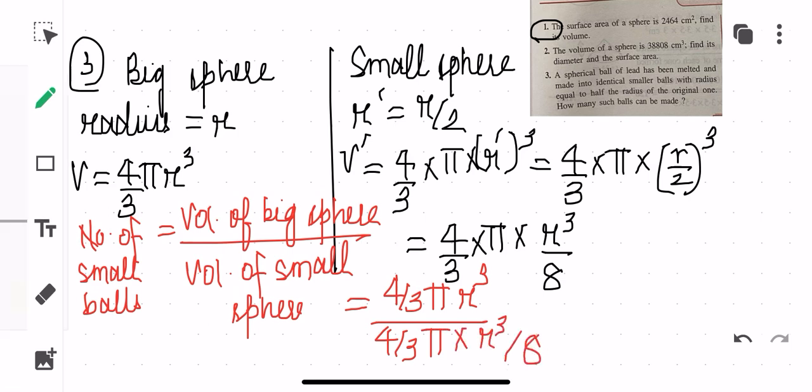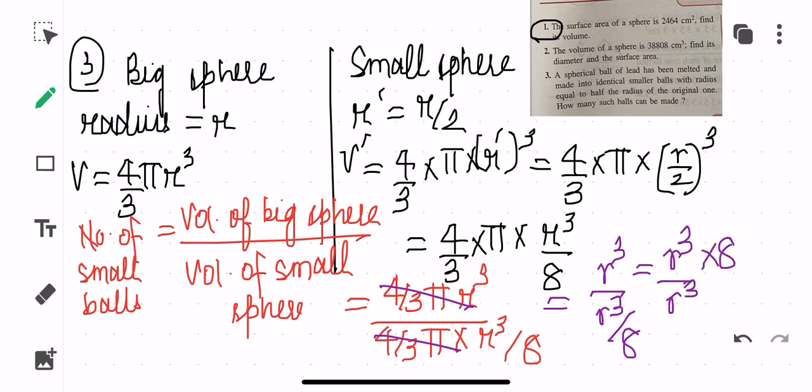So what are the things that can get cancelled here, children? 4 upon 3 pi, 4 upon 3 pi. Okay, so this is coming out to be equal to r cube divided by r cube divided by 8. So 8 goes up, so we are getting r cube divided by r cube into 8. So the number is equal to 8. This is the number of balls, or the number of small spheres, that we are able to get from this particular big sphere. Alright, so this is the way this particular sum has to be done.